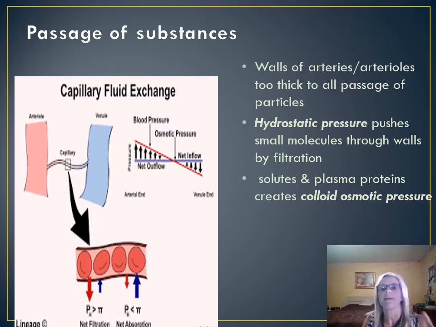So remember, hydrostatic pressure created by blood, hydrostatic meaning water pressure basically, but it is a fluid, I should say, pushes small molecules through the capillary walls through filtration. The presence of a solute on one side of the membrane that can't pass will create an osmotic pressure that's going to draw water into the capillaries. We call that osmotic pressure. And this helps to favor reabsorption of different solutes. So solutes and plasma proteins create that colloid osmotic pressure.